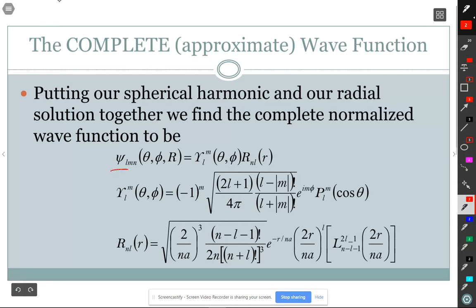We should have a combined wave function that has the angular portion times the radial portion. The angular portion had 2 pieces, the azimuthal term and the rest of, well, let's just look at this here.